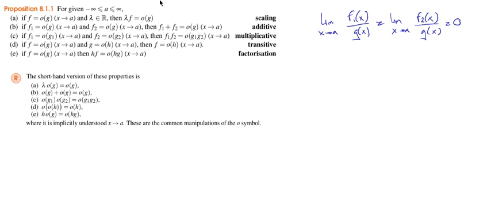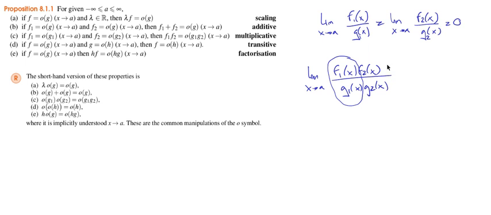Now, if we have that f1 is small o of g1, and f2 is small o of g2, then the product of f1 and f2 is small o of the product of g1 and g2. Okay, and you see the idea here. We need to check that the limit of this product f1 f2 divided by the product g1 g2 is going to be 0, right? But the limit of this is going to be 0, the limit of this is going to be 0, so all of this is going to be 0, right?